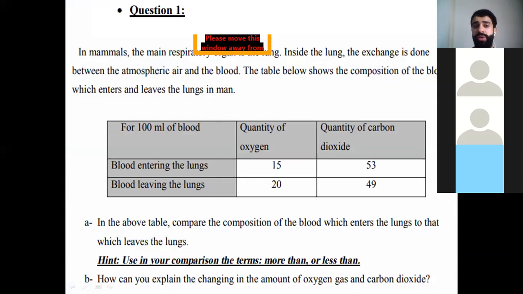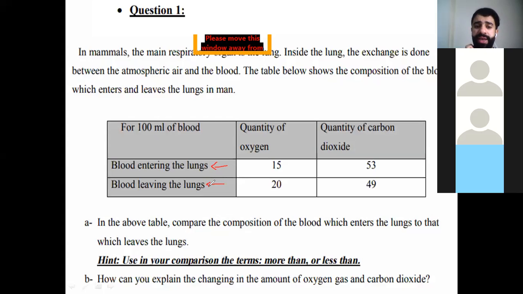In this worksheet, question number one: the main respiratory organ in mammals is the lung. Inside the lungs, the exchange is done between the atmospheric air and the blood. The table below shows the composition of the blood entering and leaving the lungs in man. And the unit here is the milliliter. So we have here the quantity of oxygen and that of carbon dioxide in the blood entering and the blood leaving the lungs. Part A.